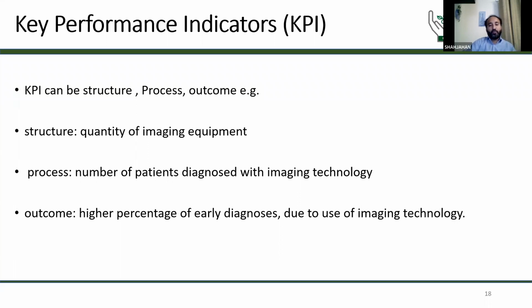Now there's another example I will give you, which is easy. For structure, like we have imaging equipment in our hospital, like any machine which we are using for imaging, an ultrasound machine or any other machine. That machine is under the structure indicator. When we are using that machine to diagnose a patient, this is a process of that machine. So this indicator will come under the process indicator. And when we see how many patients were diagnosed early due to that technology, this will be the outcome of this indicator. So I hope that this is clear for the indicators classification.